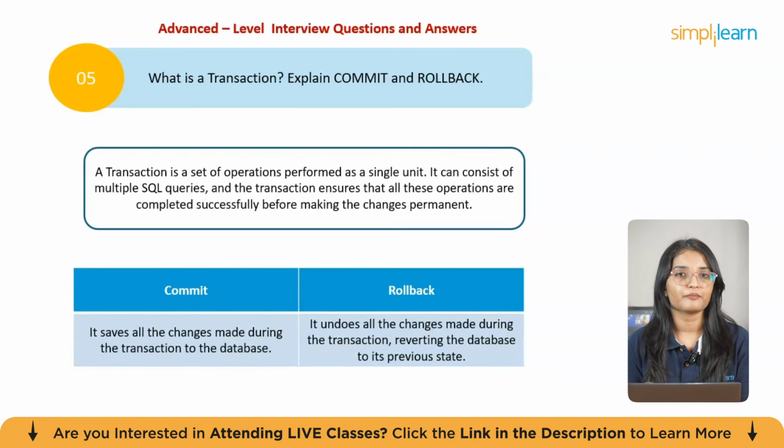Next is commit. Commit saves all the changes made during the transaction to the database. Next is rollback, which undoes all the changes made during the transaction, reverting the database to its previous state.